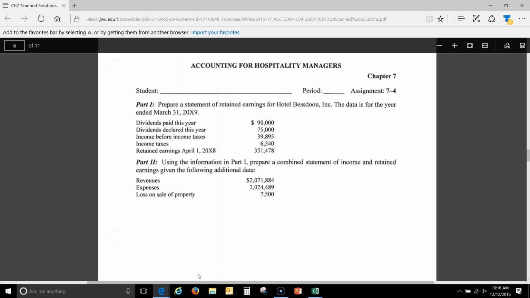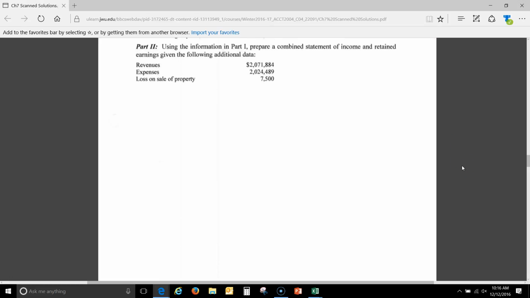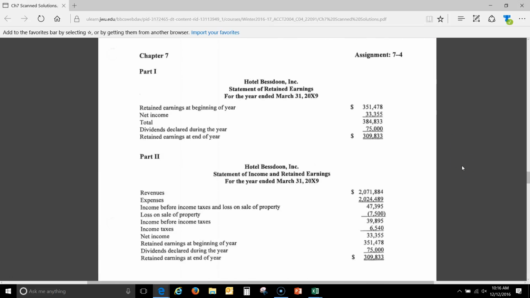All right, then we take 39,895 minus the 6,540, and we're going to add the difference between the two. Okay. All right, and then we've got dividends paid and a dividend declared. Subtract the declared. Good. Subtract the declared. Okay. And then I'm going to skip over the next one because it's that combined statement thing. So there's your answer.